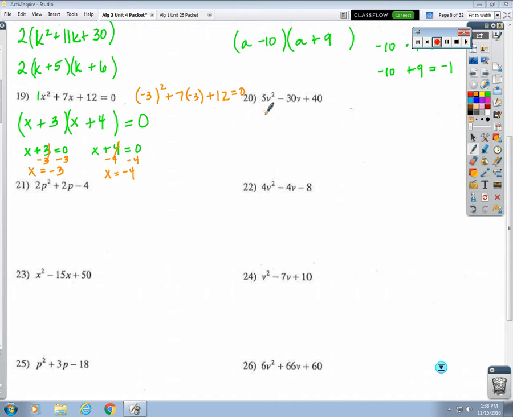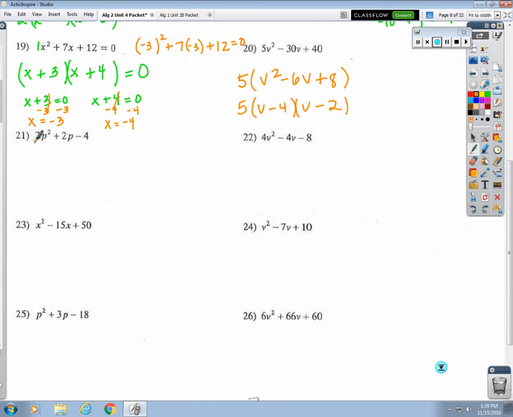Alright, number 20. Were you able to factor out the 5? Okay, when you did, what was left? Right, because 5 times v squared is 5v squared. 5 times negative 6v is negative 30v, and 5 times 8 is 40. And now, can that be factored further? Are there two numbers that multiply to 8 and add to negative 6? Okay, what are they? Right, negative 4 and negative 2.